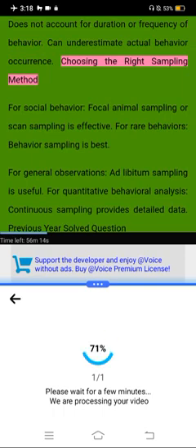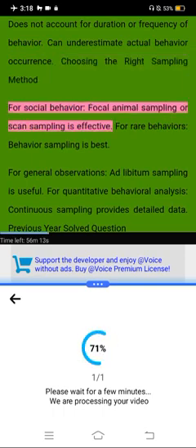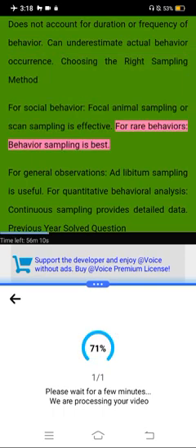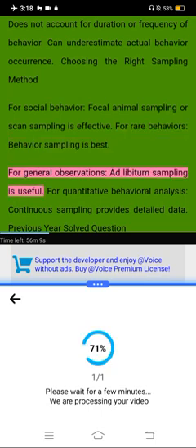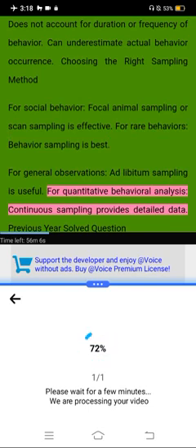Choosing the right sampling method. For social behavior, focal animal sampling or scan sampling is effective. For rare behaviors, behavior sampling is best. For general observations, ad libitum sampling is useful. For quantitative behavioral analysis, continuous sampling provides detailed data.